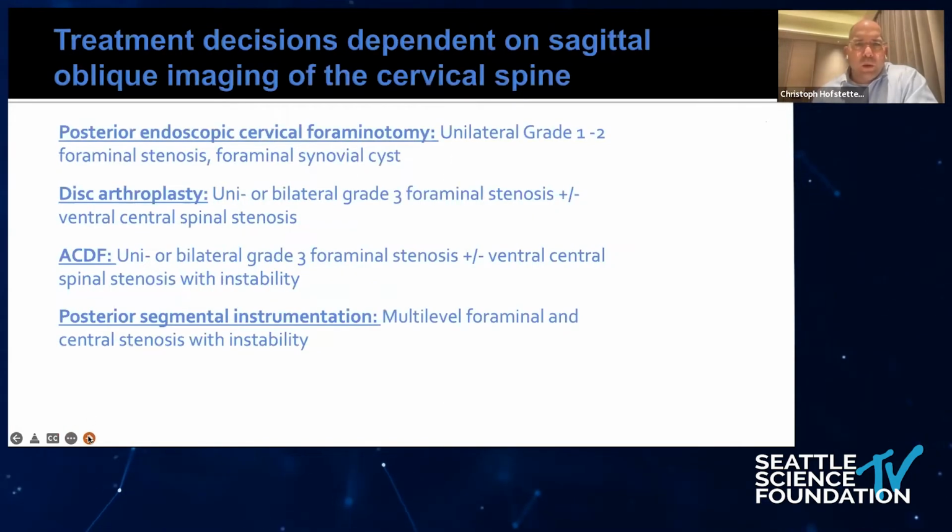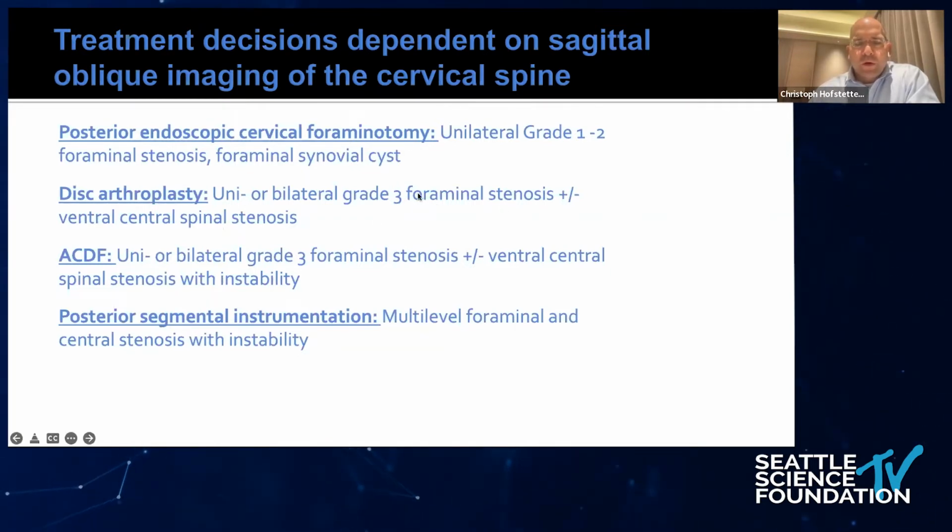Why is it helpful? Well, for cervical foraminal stenosis, we have different options. Starting with the least invasive, that's a posterior endoscopic cervical foraminotomy. That's a great procedure for unilateral grade 1 to 2 foraminal stenosis and for foraminal cysts, synovial cysts, again, which are not uncommon if you look for them. Disc arthroplasty is obviously for unilateral or bilateral. I use them for higher grade foraminal stenosis.